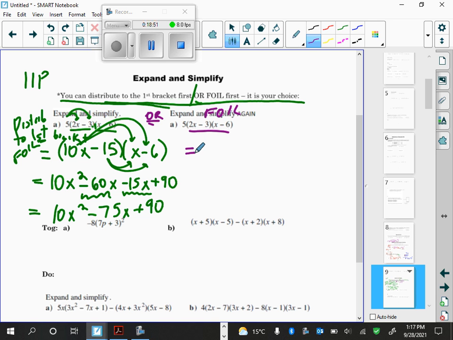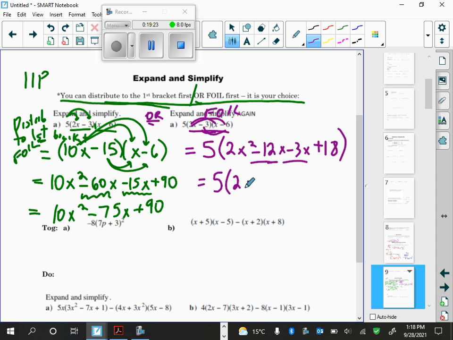You FOIL first. So you leave the 5 out in front, and you FOIL: 2x times x is 2x squared, 2x times negative 6 is negative 12x, negative 3x, just negative 3x, and negative 3 times negative 6 is positive 18. And what I do is I collect like terms first. You can distribute if you want to. You're just going to get bigger numbers sometimes.